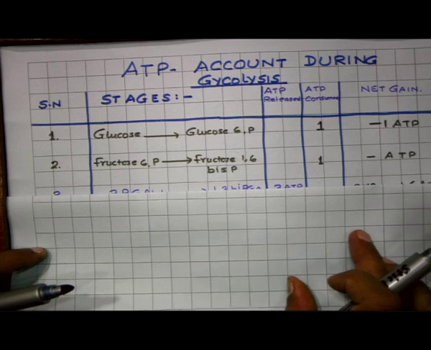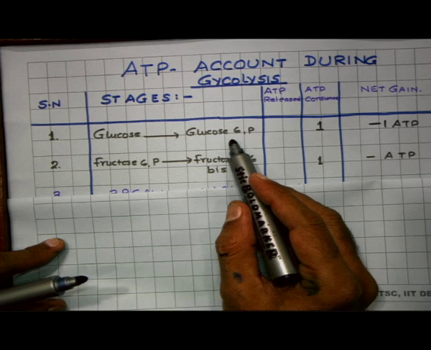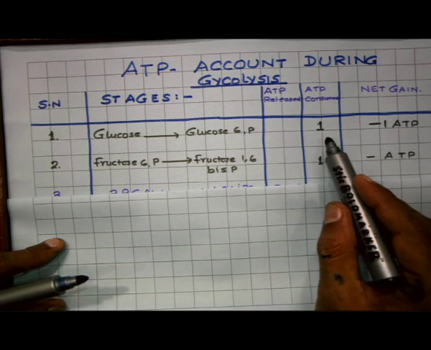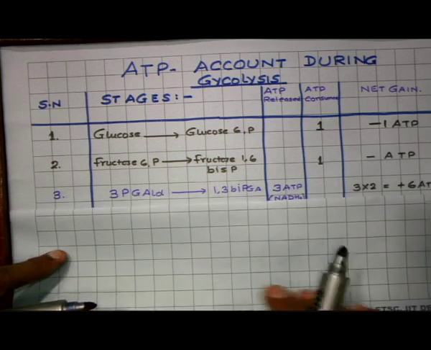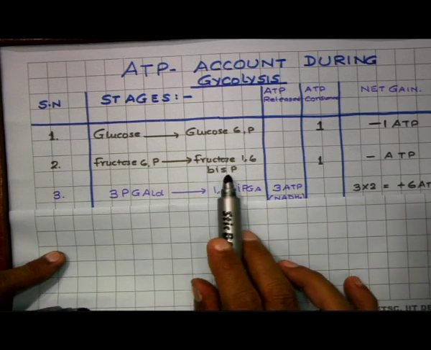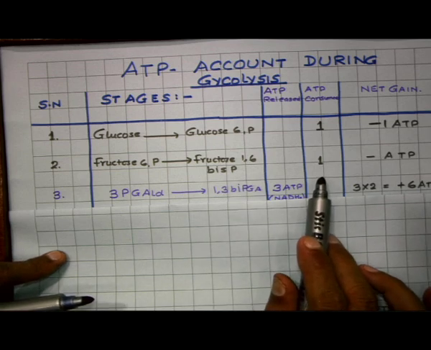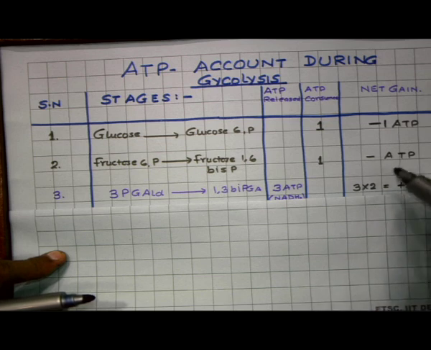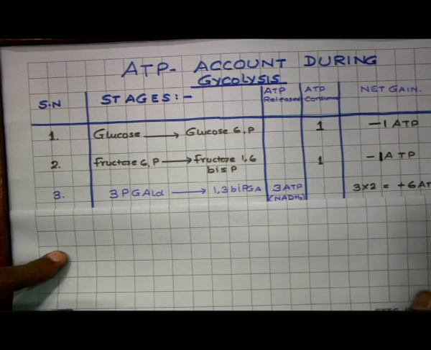The first step we have already seen, the glucose molecule converted into glucose 6 phosphate, it consumed 1 ATP. So, there is the loss of 1 ATP. In the second step, fructose 6 phosphate is converted into fructose 1,6 bisphosphate, it also required 1 ATP, another loss of 1 ATP. So, finally, there is a loss of 2 ATP in these 2 stages.